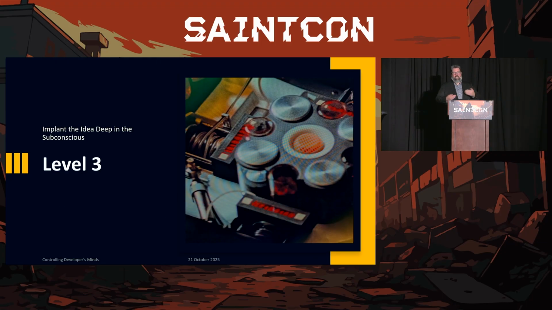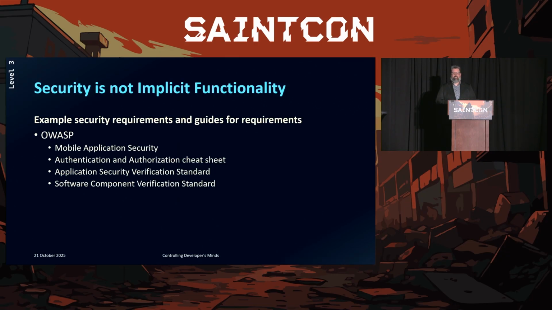But so this can happen once we get to this stage. What we're going to do is drive secure development subconsciously in software engineering. We're going to set security expectations very clearly and practically. And to do this, you may already know how, but we're going to embrace that security is not implicit functionality. And to do this it's a lot less work than you might think.